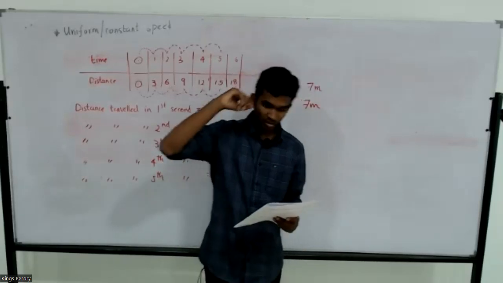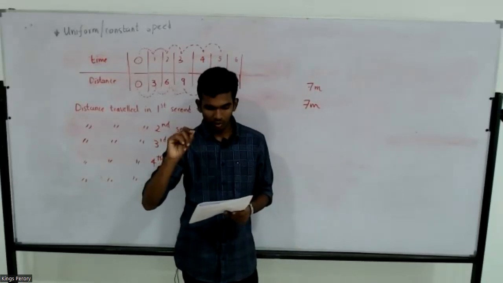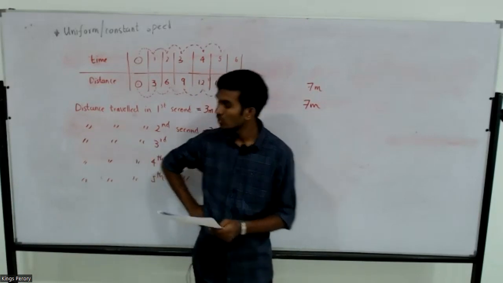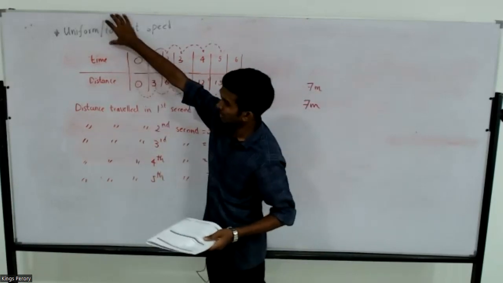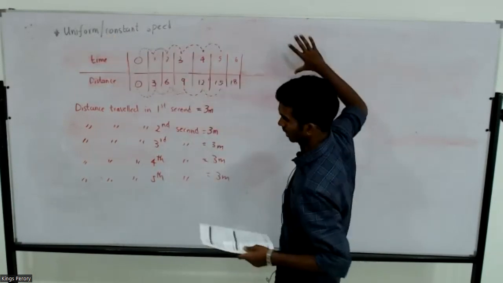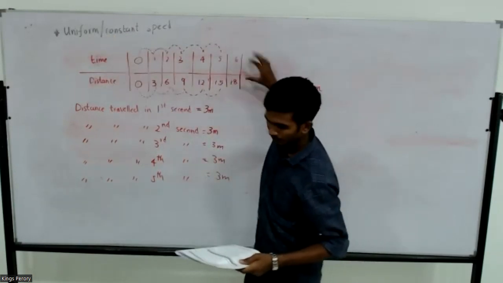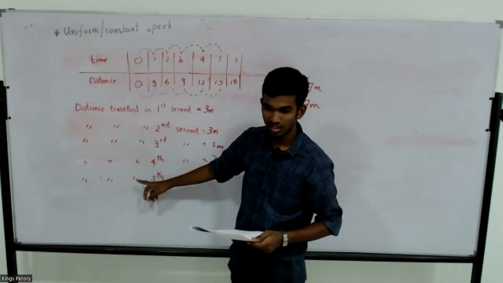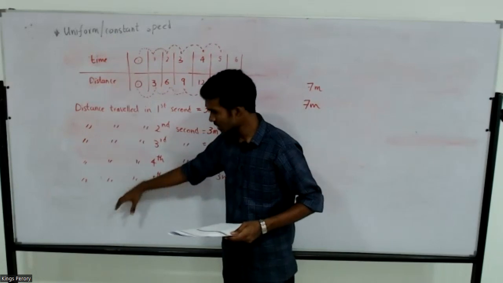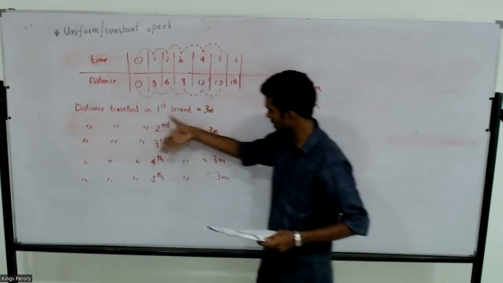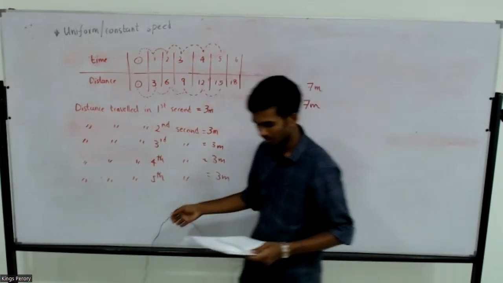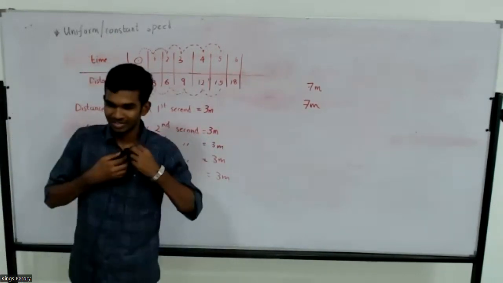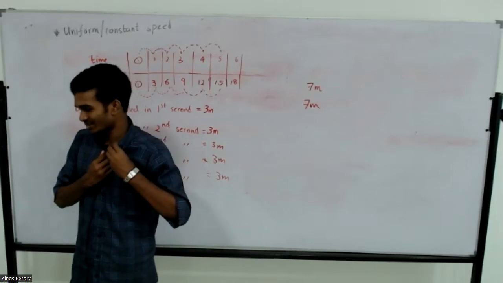Those who have the tube, take out the uniform or constant speed page. Under that, you have a table. Those who don't have a tube, write the heading, draw this table quickly. You all have this distance traveled in first second, second second, third second, fourth second. You all fill this. Those who don't have the tube, write this and fill this. Quickly fill. I'll take some water and come.